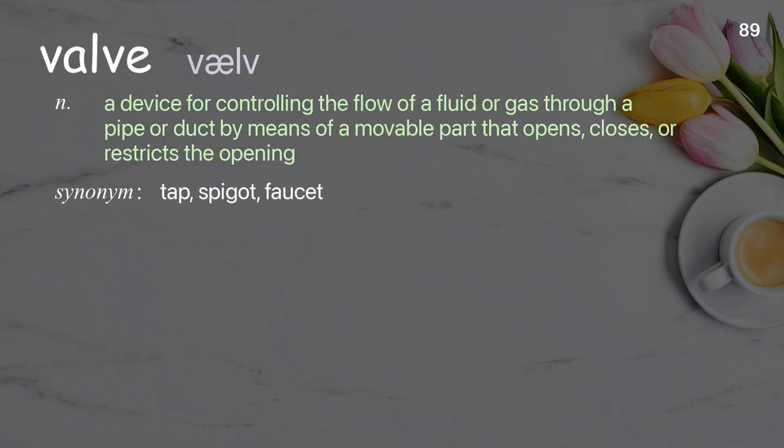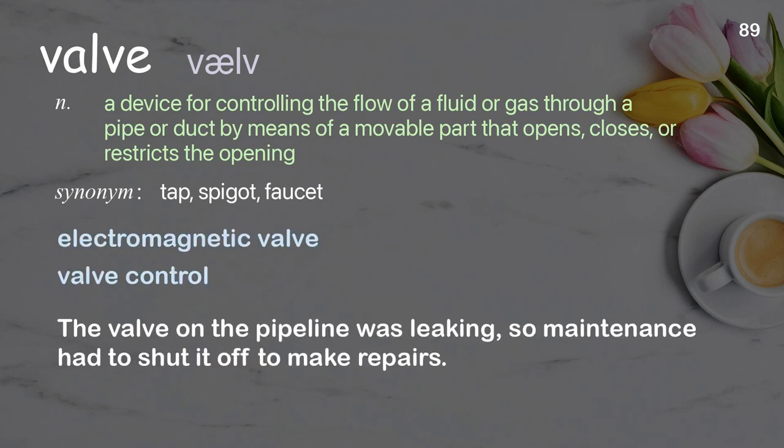Valve. A device for controlling the flow of a fluid or gas through a pipe or duct by means of a movable part that opens, closes, or restricts the opening. Examples. Electromagnetic valve. Valve control. The valve on the pipeline was leaking, so maintenance had to shut it off to make repairs.